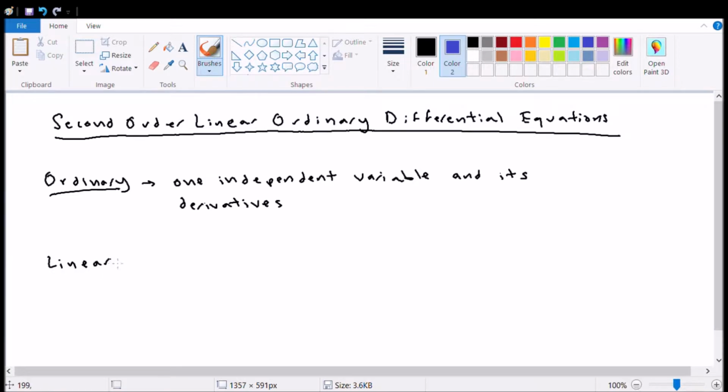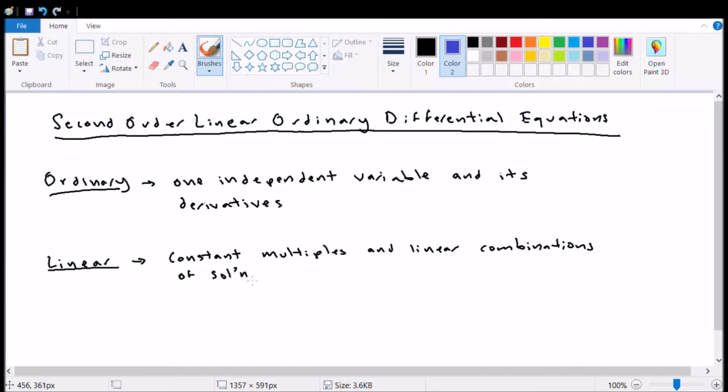And there won't be any other variables except for y. Linear, however, has a different meaning. A linear equation signifies that constant multiples and linear combinations of solutions give rise to different solutions. So, as I finish writing this, we'll give you an example.